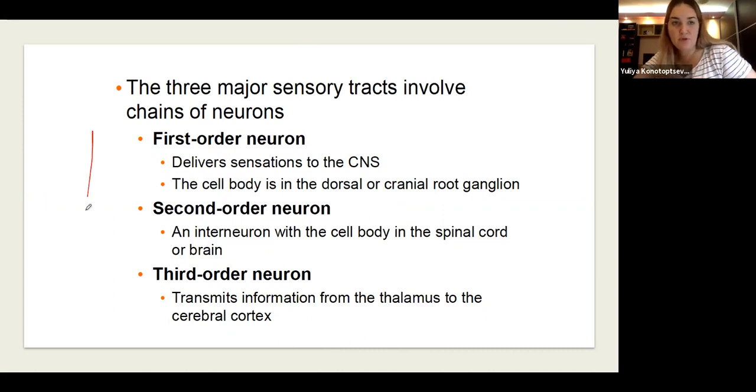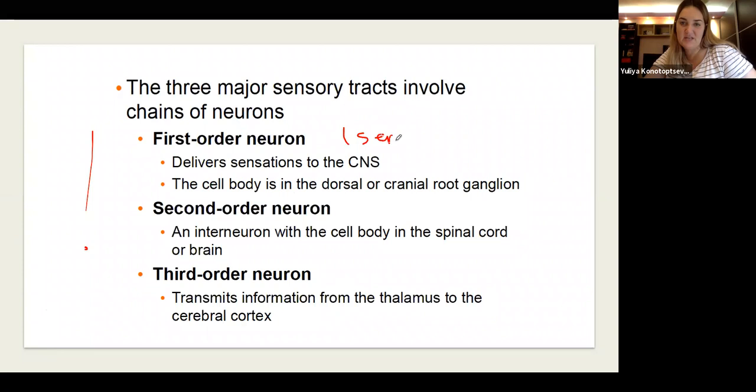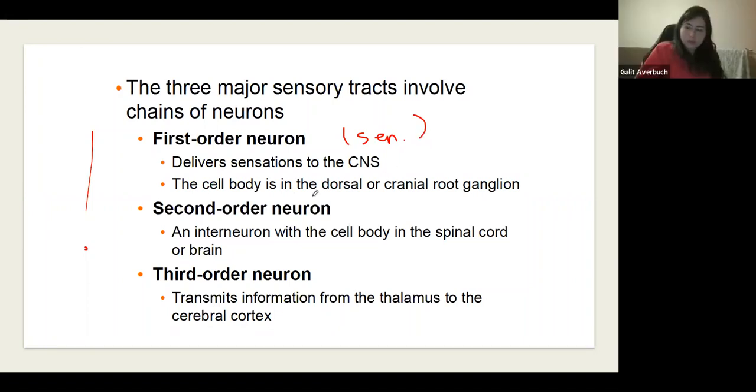Before we continue with the tracts, we need to remember that there are 3 types of neurons. This is very important in neurophysiology as well. We have 3 different types of neurons: first order neuron, second order neuron, and third order neuron. And in some tracts, it's important to know where is the first, where is the second, and where is the third order neuron. First order neuron is going to be your sensory neuron. The sensory neuron that you know, where is its cell body? Dorsal root ganglion.